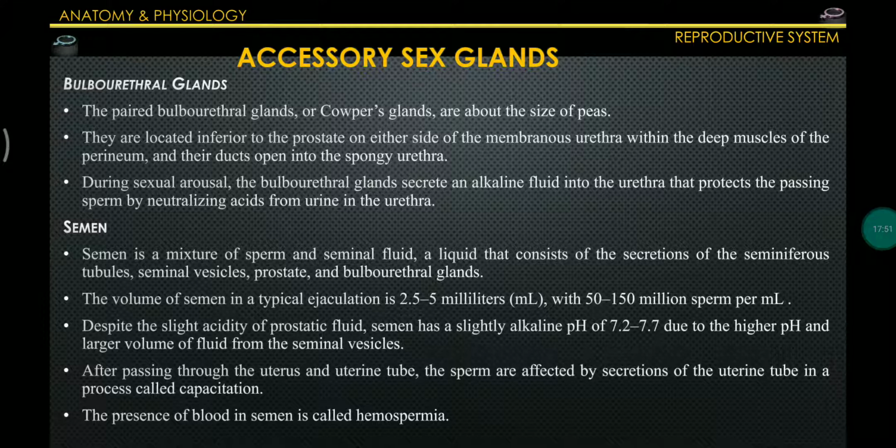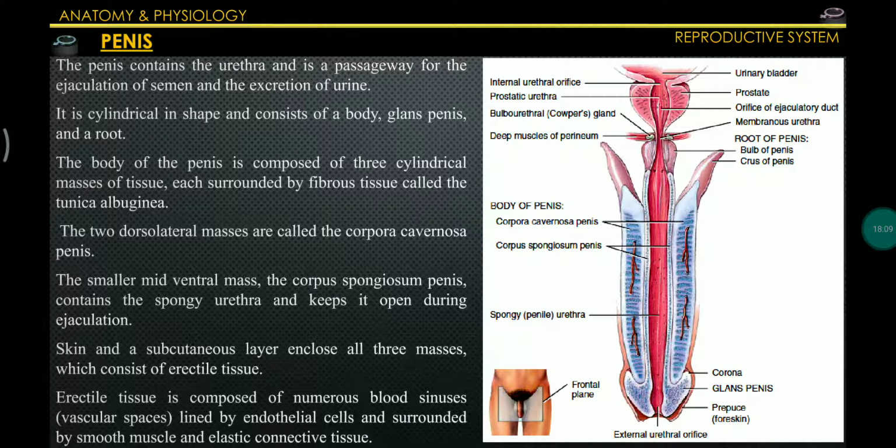And after passing through the uterus and the uterine tube, the sperm are affected by the secretions of the uterine tube, and the process is called capacitation. Sometimes we can see blood in the sperm or semen. We call it hemospermia. If there are a large number of sperms, then we call it oligospermia.